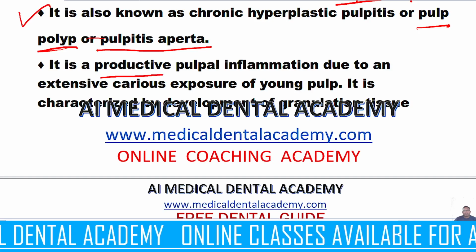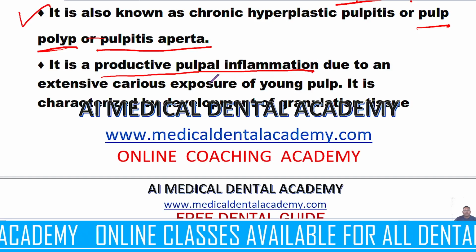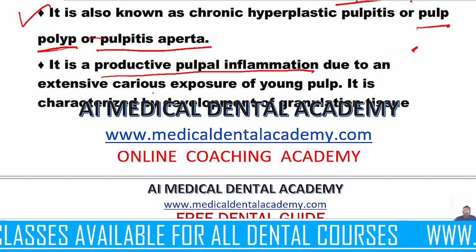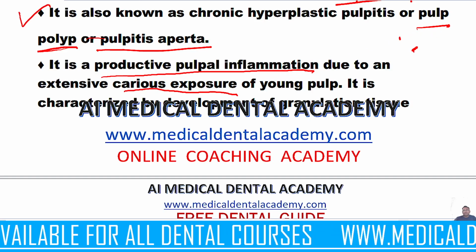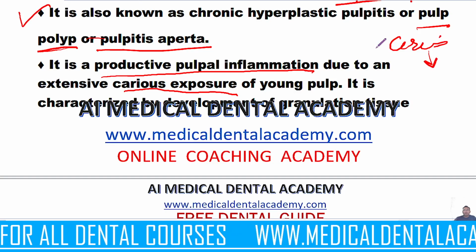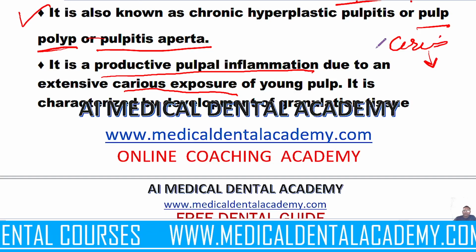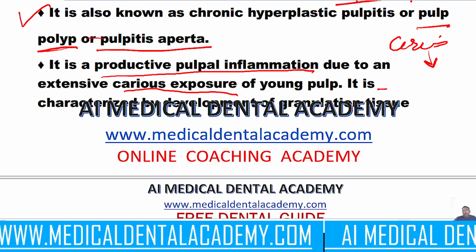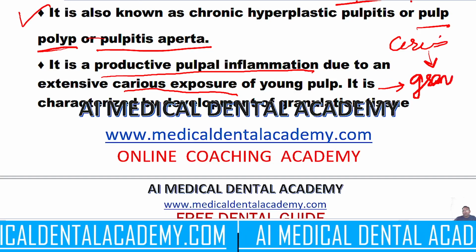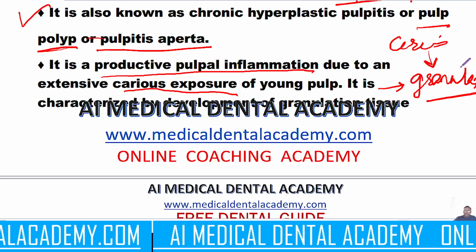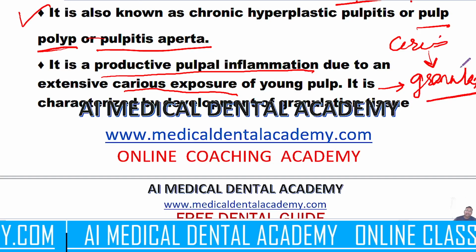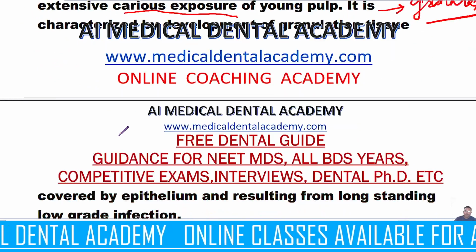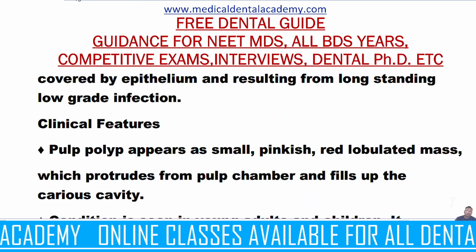Now it's a productive pulpal inflammation. Okay, why does it happen? It's an inflammation due to extensive carious exposure of young pulp. Pulp is very young, but caries is too extensive. Due to that, it will overtake or damage the pulp to that extent that it will lead to pulp polyp. Now, in pulp polyp, due to the severe extension, granulation tissue will be formed. In irreversible pulpitis, we did not see any sentence about granulation tissue. But in chronic hyperplastic pulpitis, we find granulation tissue. Okay, so in this way you have to differentiate.